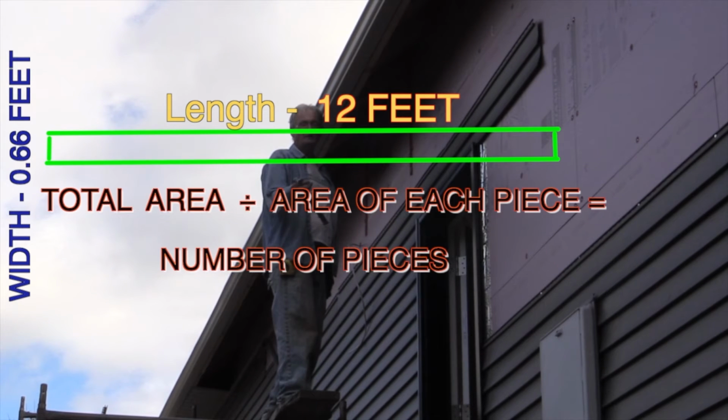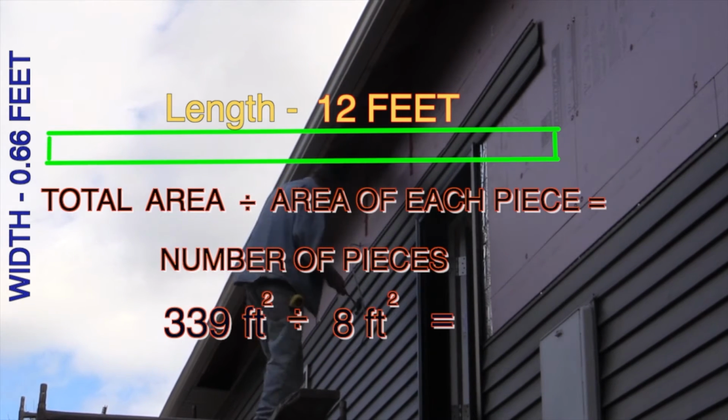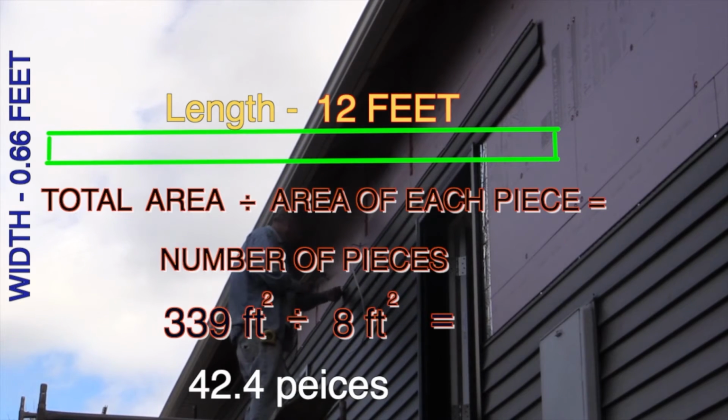If we divide the total area to be covered, that's 339 square feet, by the area of each piece, 8 square feet, we find that about 42.4 pieces will be needed.